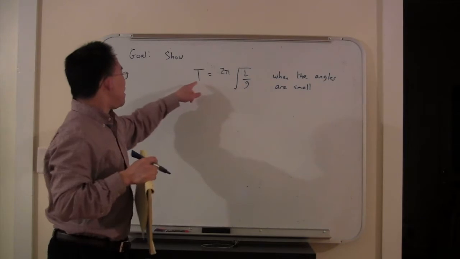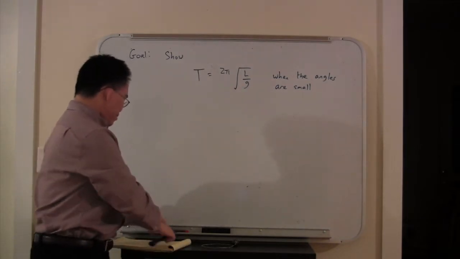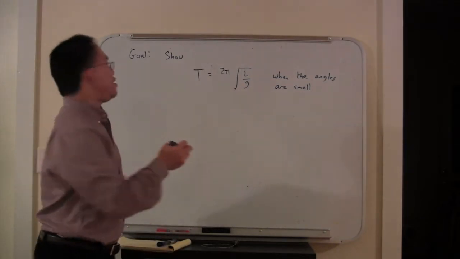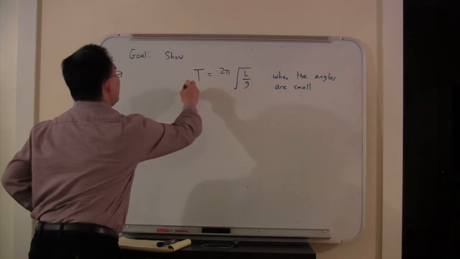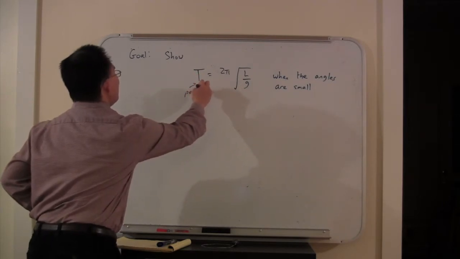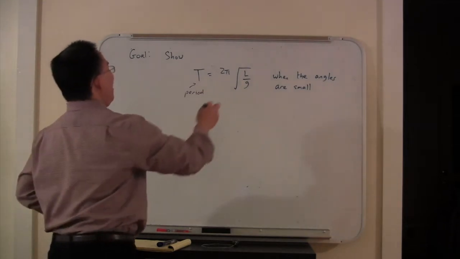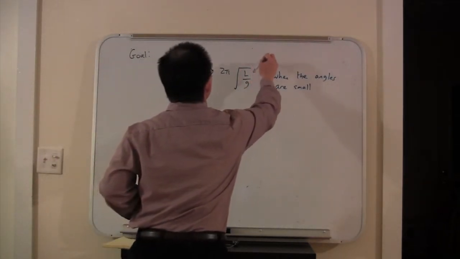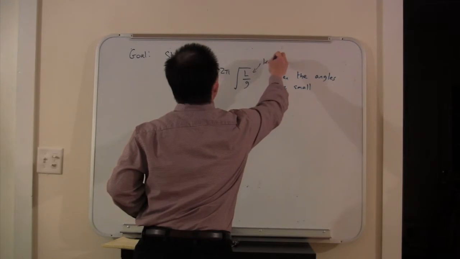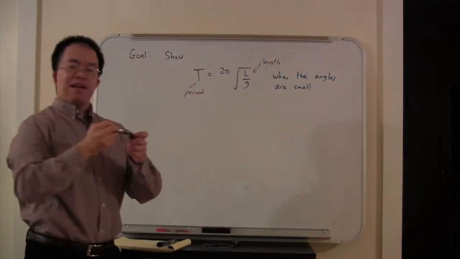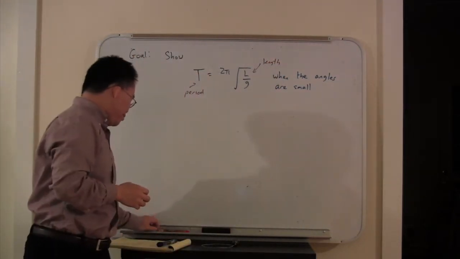Now let me just be clear about our symbols here. T is our period. g is our free fall acceleration. And L is the length of our string. Let me define that precisely.